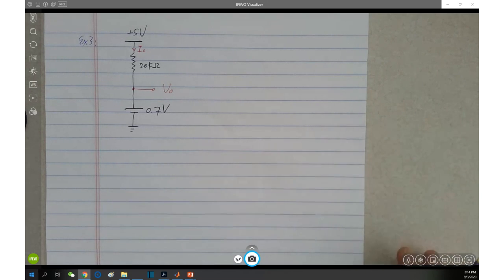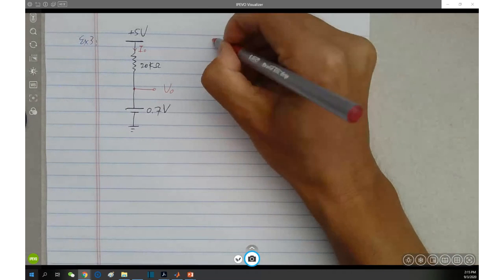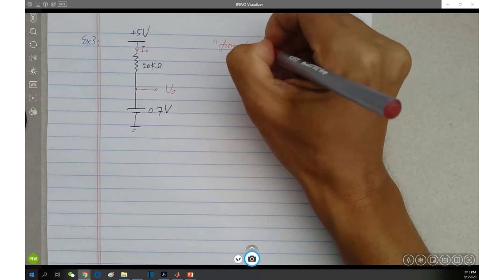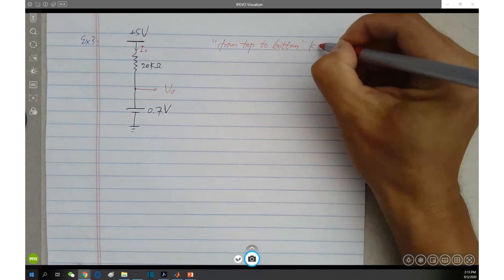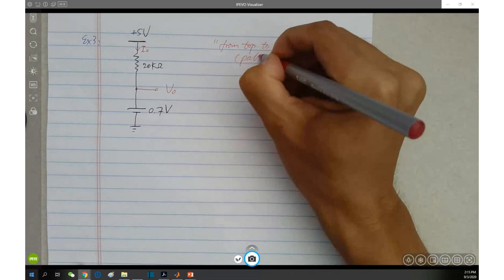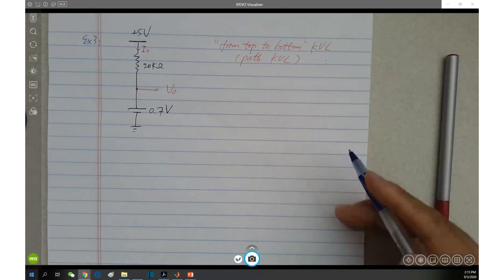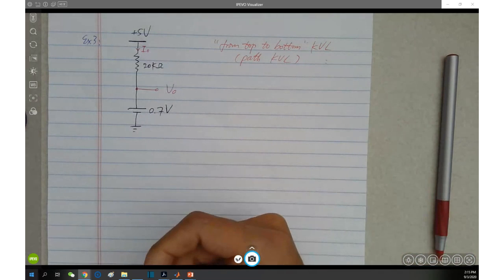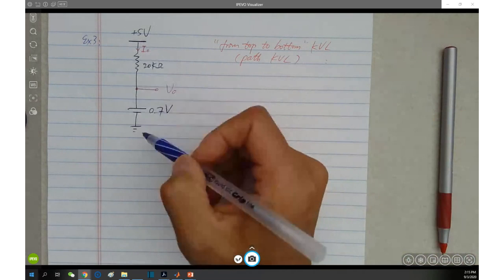But let's see how to reach there. What I wanted to introduce is the so-called path KVL, from top to bottom. What does it mean? You're not seeing a loop. That's okay, I don't care. I'm just going to take this path. This is one path, right? Now for a path, I can still write KVL.